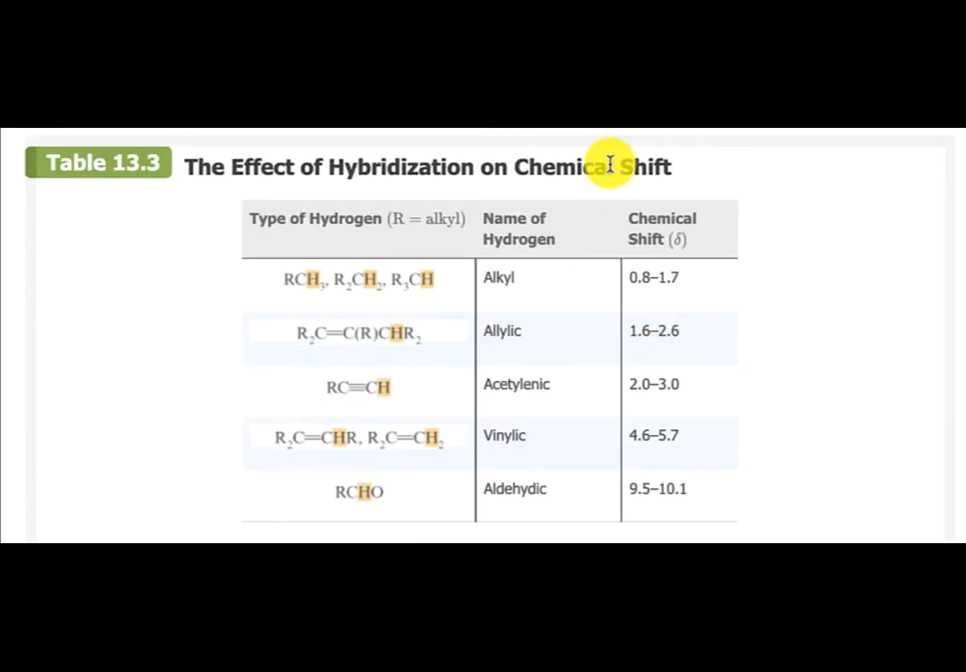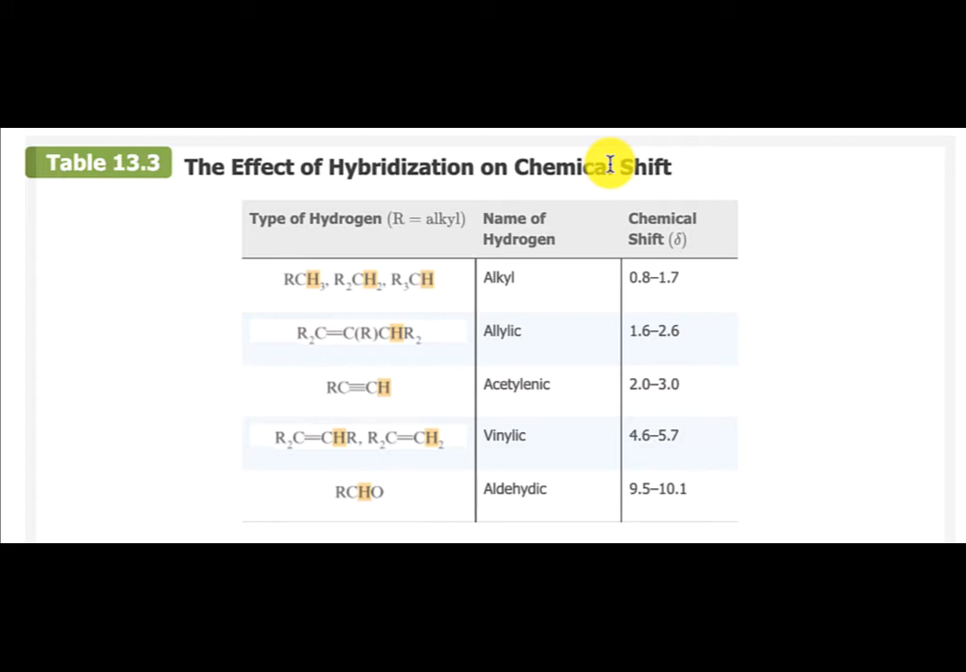I just want to briefly look at the effect of hybridization on chemical shifts. So this is another table in our textbook. And the point here is that when you have protons that are near to carbon-carbon double bonds and carbon-carbon triple bonds, there is an effect. And it is going to really depend on exactly the chemical environment of that proton.